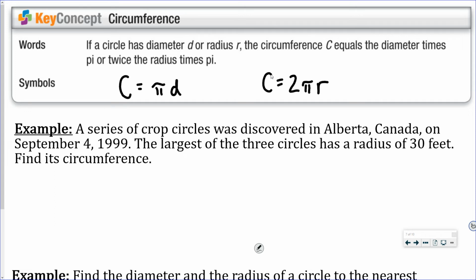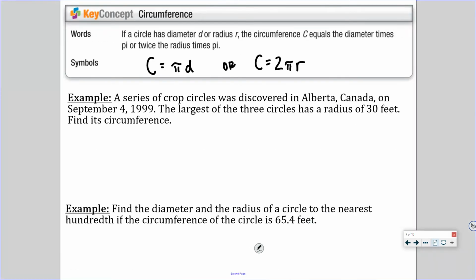Why are these the same? Brianna. You just multiply the radius by 2 to give you the diameter. So double the radius is the diameter, right? So you can use either or. Now, I personally, if I know the diameter, I use this one. I just times it by pi. If I know the radius, I just double that and then times it by pi. But you can use either or, you guys, whatever floats your boat, okay?